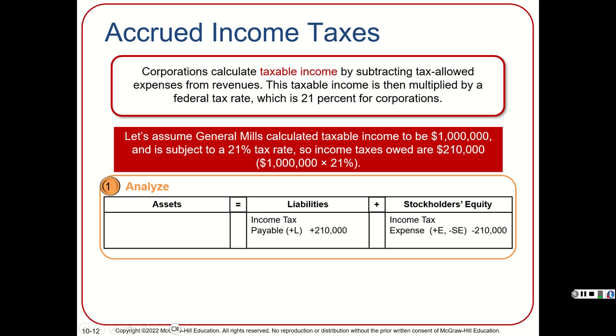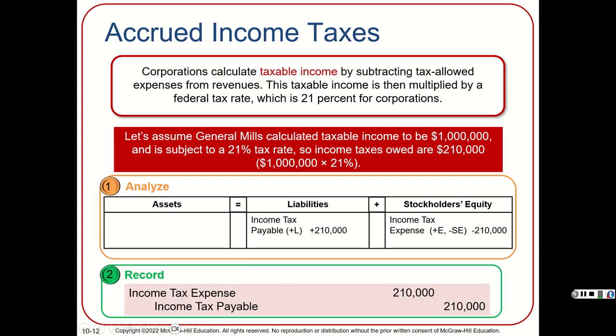So here it is on the T account. You have your liabilities increasing $210,000 and your income tax expense, which is your debit, for $210,000. Income tax expense, $210,000, and your liability, $210,000. So that's another form of accrued expenses.